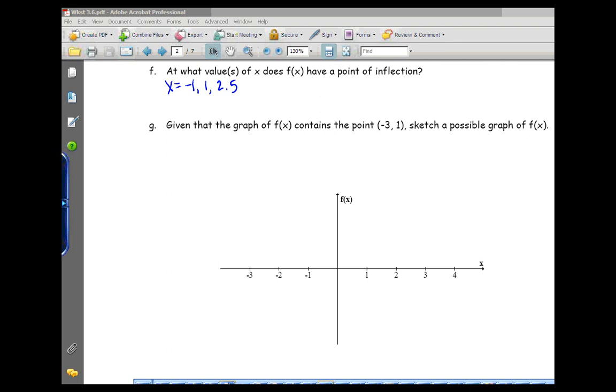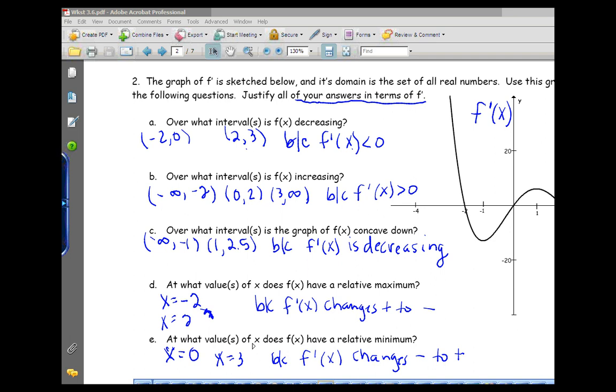Points of inflection are going to occur at -1, 1, and 2.5. And here's my reasoning for it. Points of inflection occur where the graph changes concavity or where f double prime changes signs. If f double prime is changing signs, then what's f prime doing? Changing the signs of your slope, or changing from increasing to decreasing, or vice versa. And that's going to occur at a relative extrema of f prime.